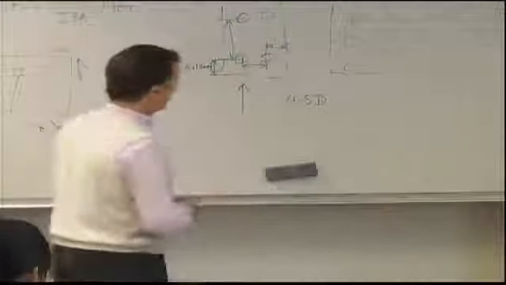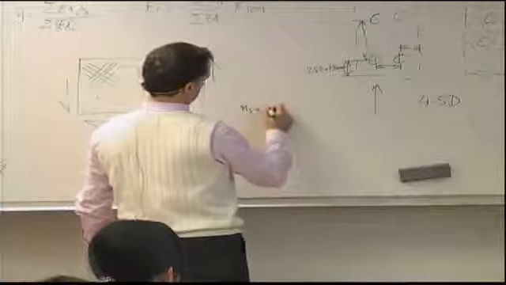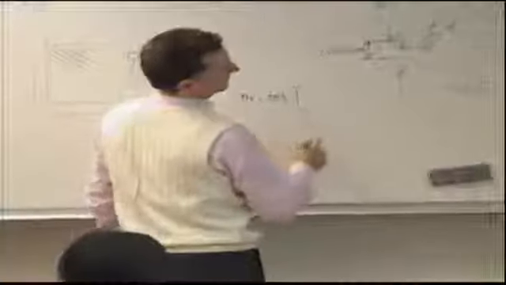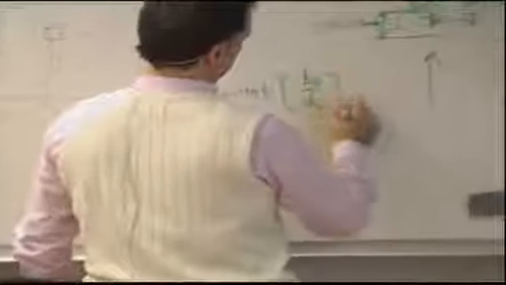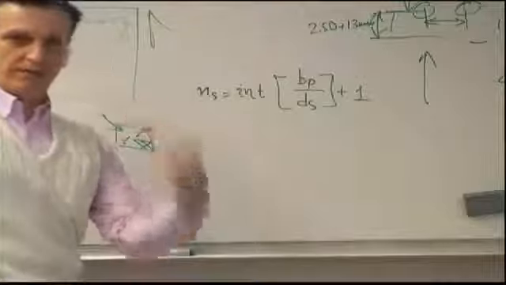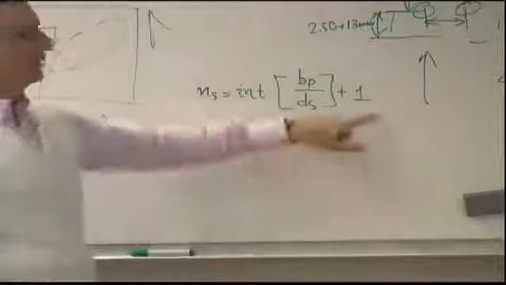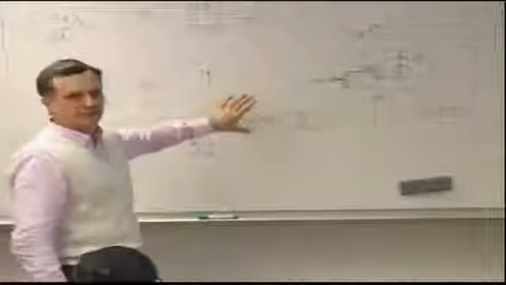In fact, it will be exactly the integer that you would get if you divided BP by ds and rounded down. So if the answer is 3.7, it's 3 plus 1. So this is the exact number of stiffeners, if you will.